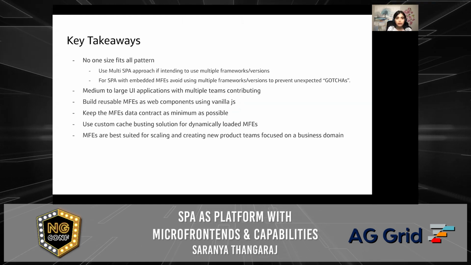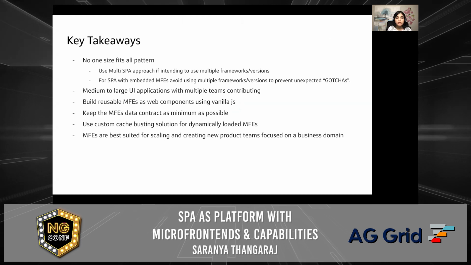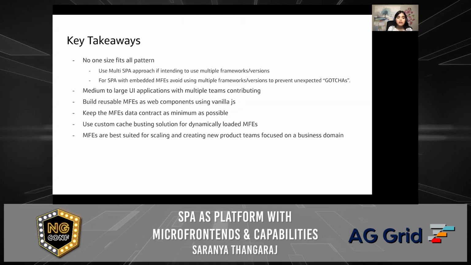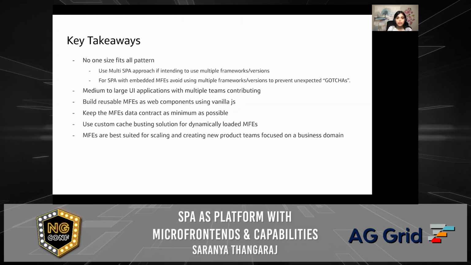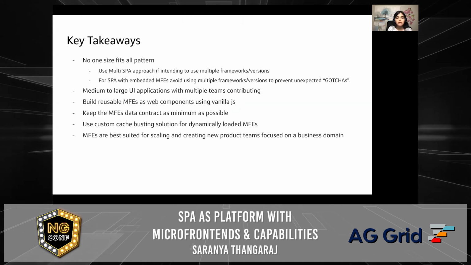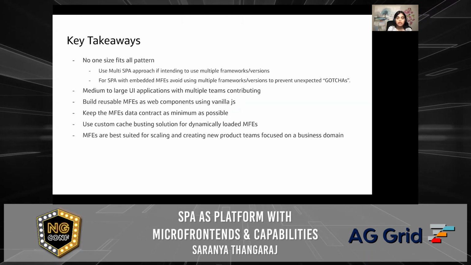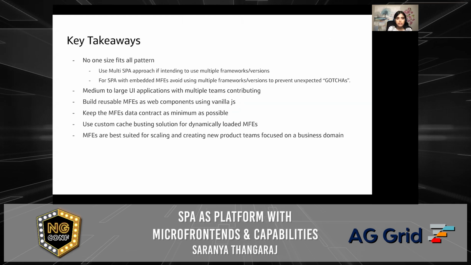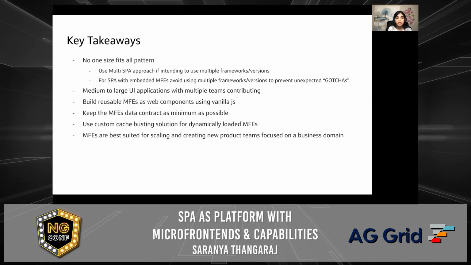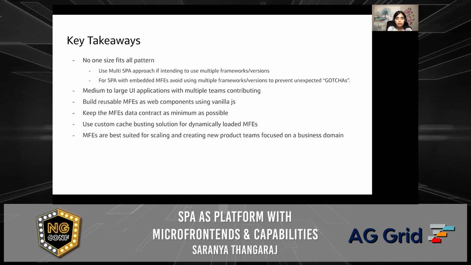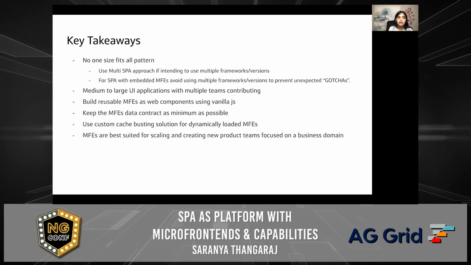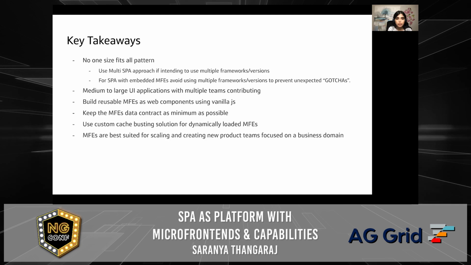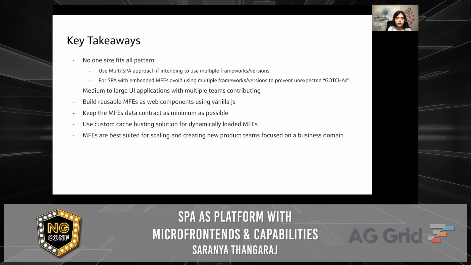So the key takeaways are, there is no one-size-fits-all pattern. Based on the necessities of your team, you can choose either multiple SPA or single SPA with micro-frontends. When you use the multiple SPA approach, you can use different frameworks and versions. But with SPA with embedded micro-frontends, you cannot use multiple frameworks and versions, to prevent unexpected gotchas. And it's not that you cannot, but it's not recommended to use multiple frameworks and versions. And then micro-frontends are suitable for large UI applications in which multiple teams contribute. It's not needed for smaller applications.